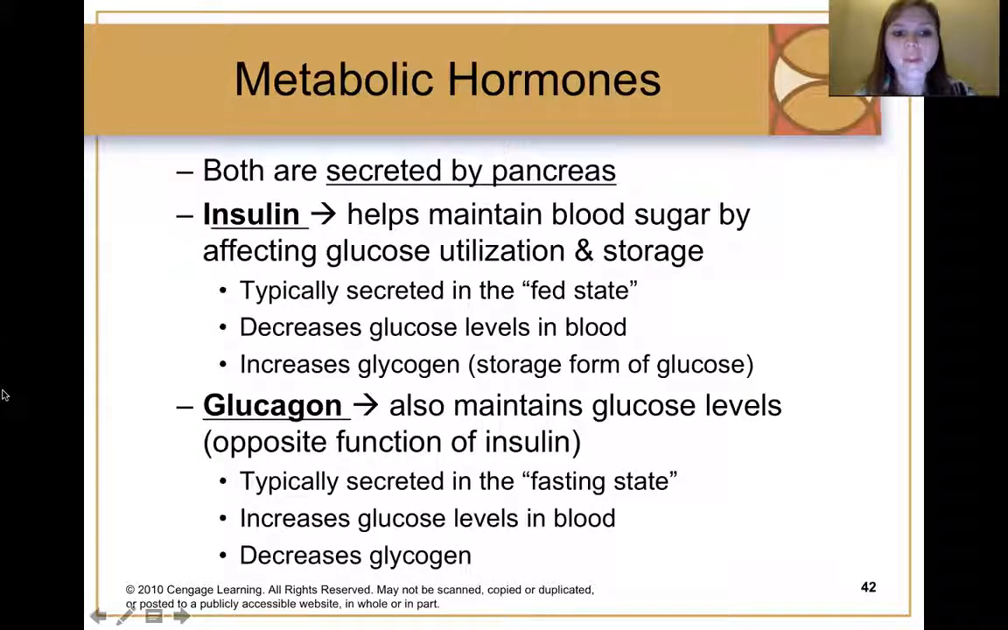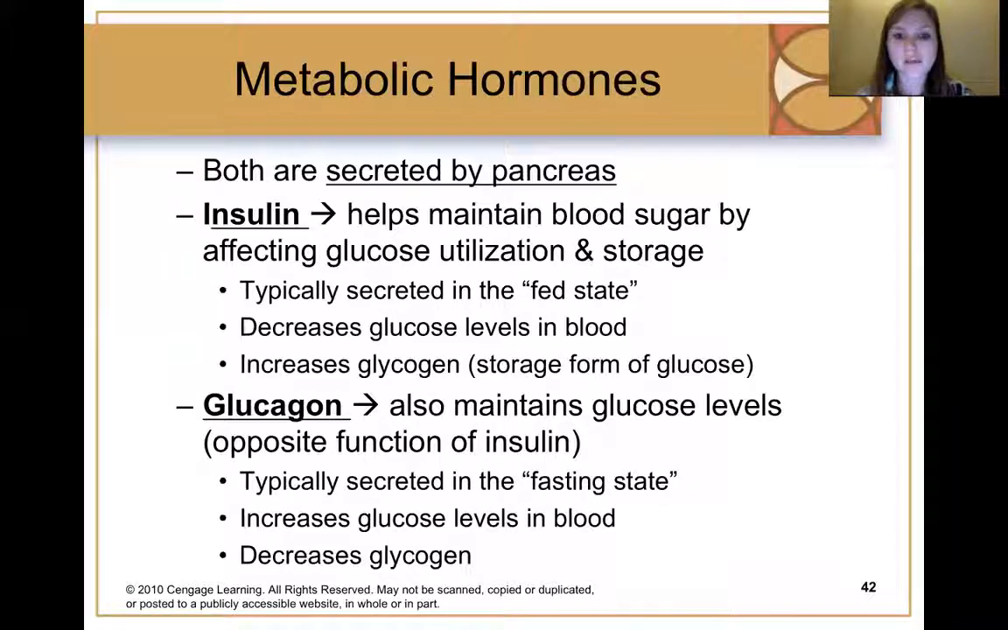Like I said, the pancreas is an endocrine organ. It does secrete hormones. The pancreas actually secretes both of the major metabolic hormones, insulin and glucagon. They're secreted by different cell types in the pancreas, but they're both from the pancreas. So insulin helps maintain blood sugar as well as glucagon. They both help maintain glucose levels. But remember, we need to maintain homeostasis. So you don't want too much glucose in the blood and you don't want too little.